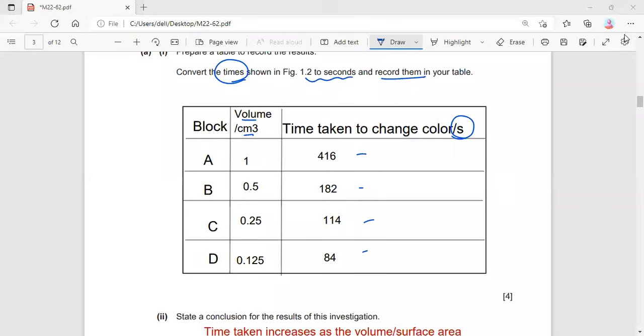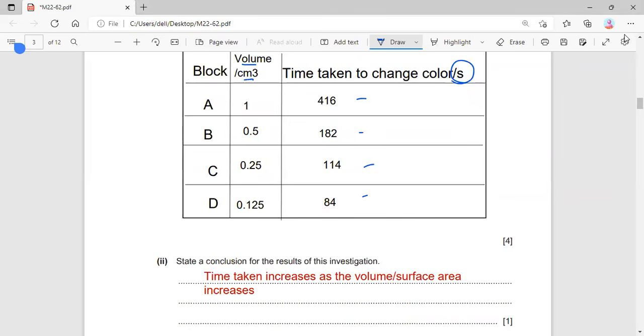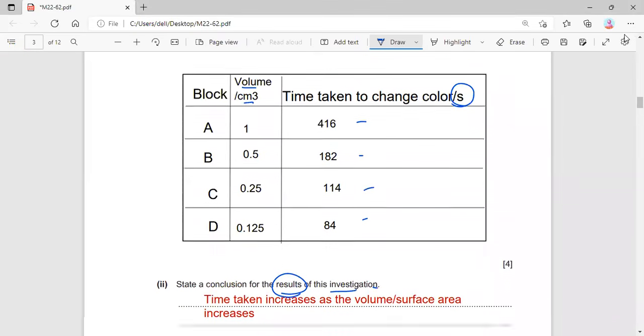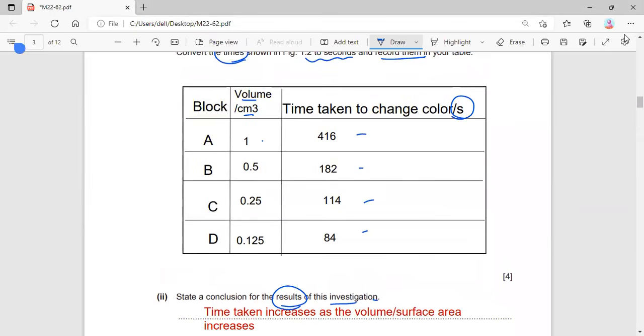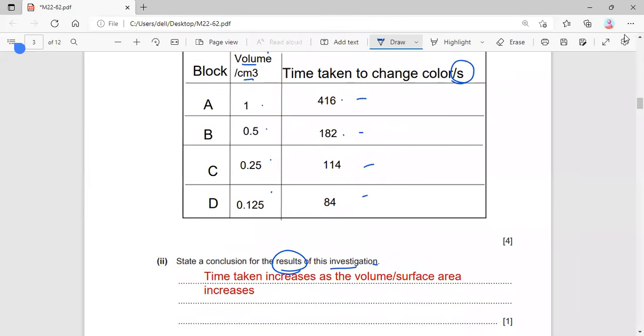After the table, he asked you, state a conclusion for the results of this investigation. The conclusion here, as the volume decreases, the time taken to change in color also decreases, okay? Or if you talked about the surface area, it would also be the same. If you wrote here the surface area, you will have the number. So you can say that time taken increases as the surface area increases. It will also be the same. The conclusion according to your table. What did you write in your table? Write the conclusion.